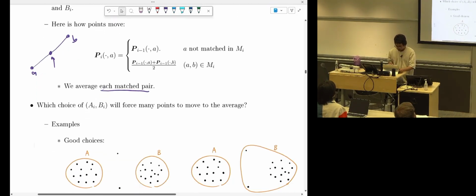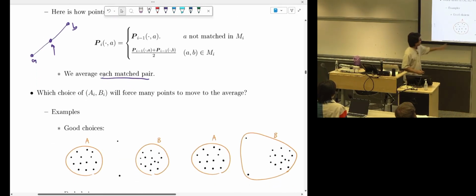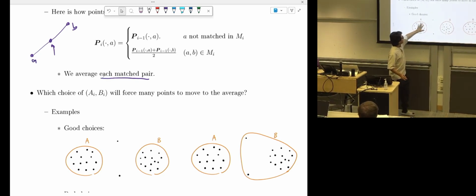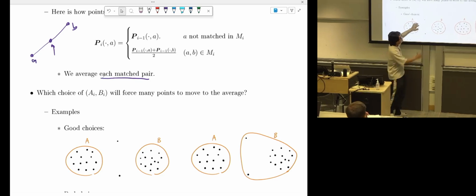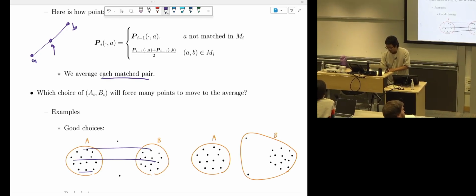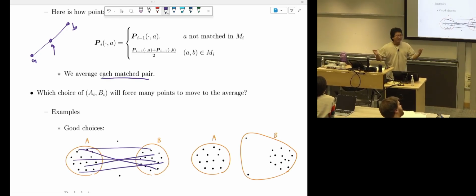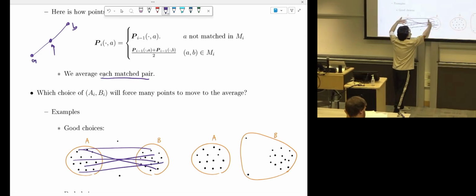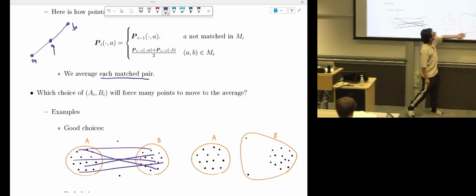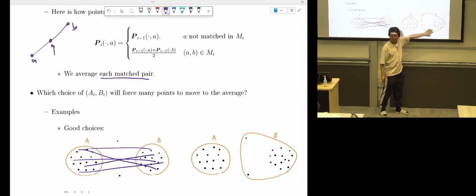So for example, let's say this is a point. The good choice of A and B can be like this. If they are clustered and far away from each other, and we want everyone to be at the center here, if we choose A and B like this, then after matching, I don't know how they match, but at least each of these pairs will come close to this thing. I can make a choice like this too. That's okay.